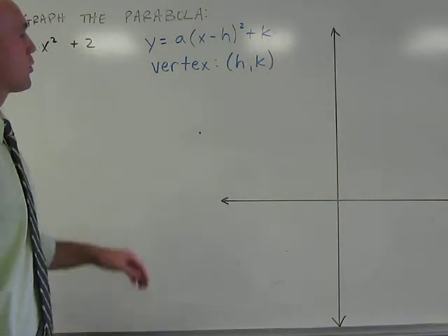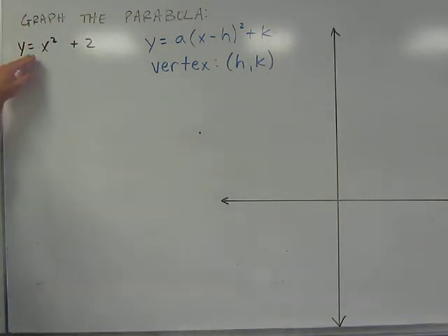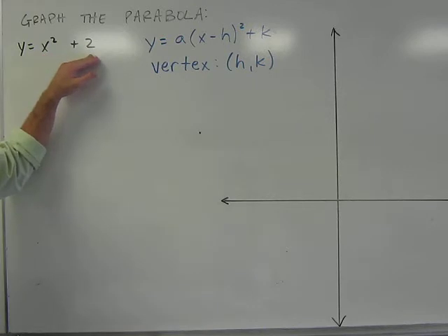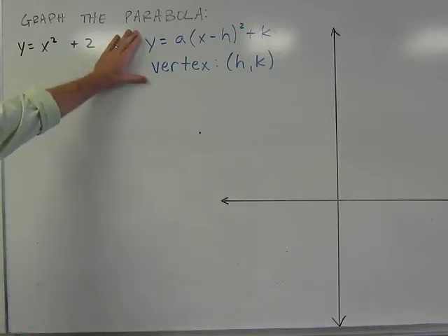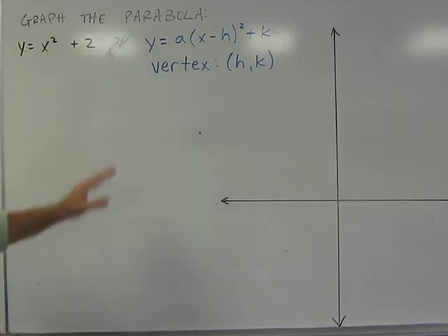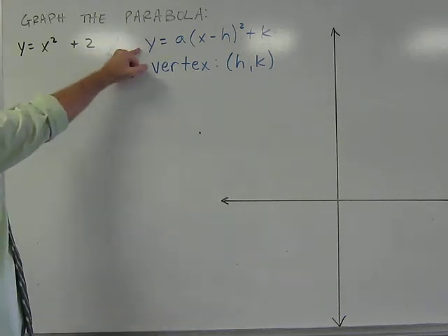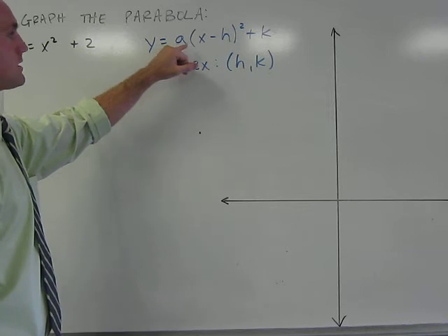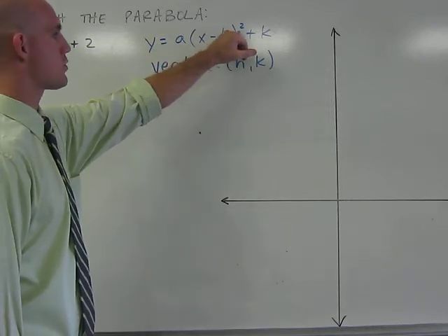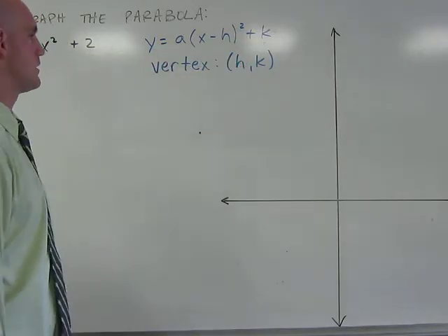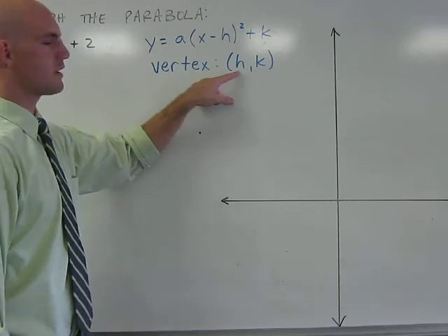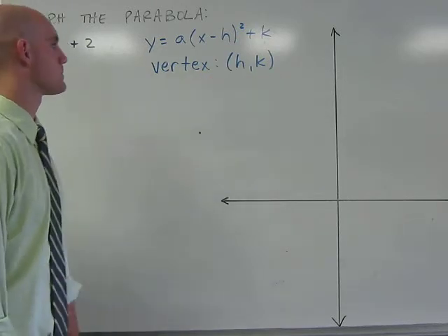In this problem, we're going to graph the parabola y equals x squared plus 2. Our first step is to write down what we know about parabolas. The general equation for a parabola is y equals a times (x minus h) squared plus k, where the vertex has the coordinates (h, k).